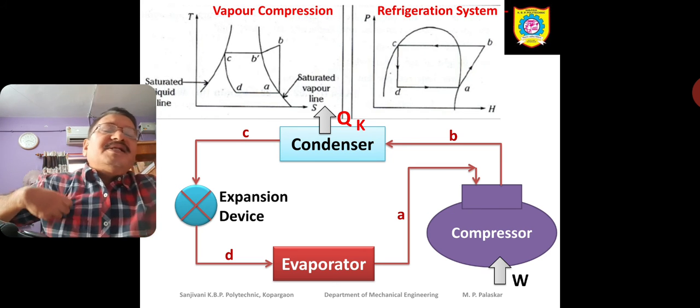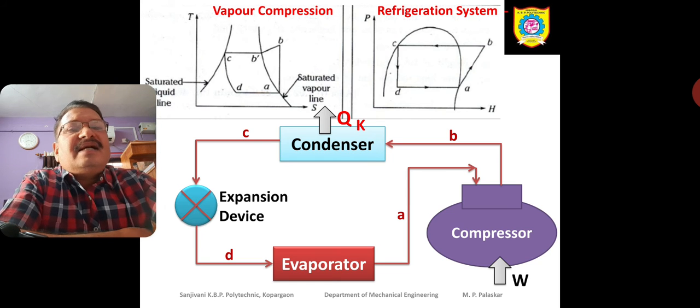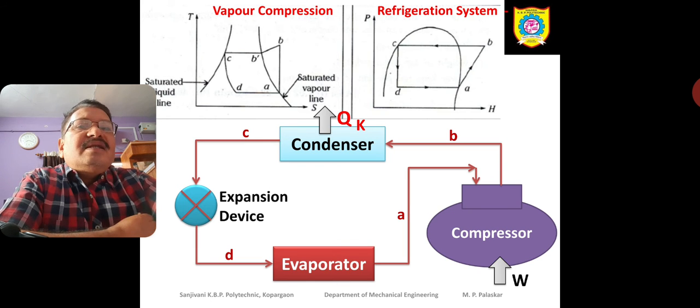So in the evaporator the pressure is less than the condenser, but the pressure is almost constant in the evaporator, and at this constant pressure the evaporation of the refrigerant takes place. For the evaporation purpose heat is required, so that is absorbed from the surrounding, and thus we get the cooling effect or the refrigerating effect.